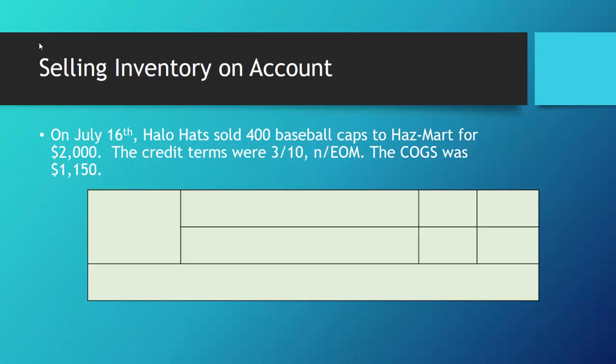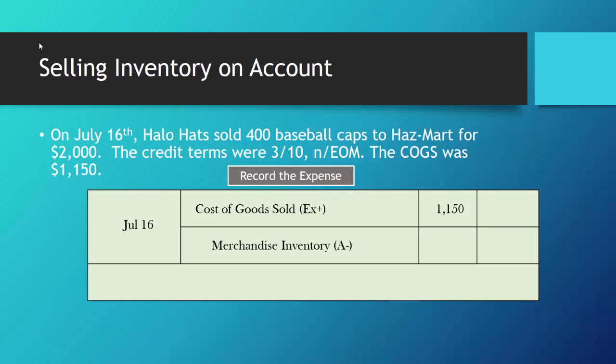COGS was $1,150. The second part is what's important because now we need to record the expense. The entry to record the expense on a sale is always exactly the same. It is a debit to your expense account, which is cost of goods sold, the primary expense account for any merchandiser. And you debit cost of goods sold for the cost that you originally paid to acquire that merchandise. In this case, that's that $1,150. Then you have to take the inventory that you actually sold off your books. So you're going to credit merchandise inventory for the same $1,150. And what we did here is we recorded COGS on sale.